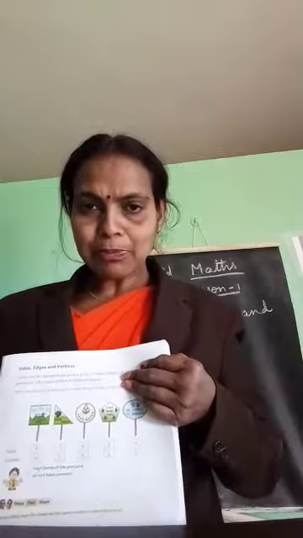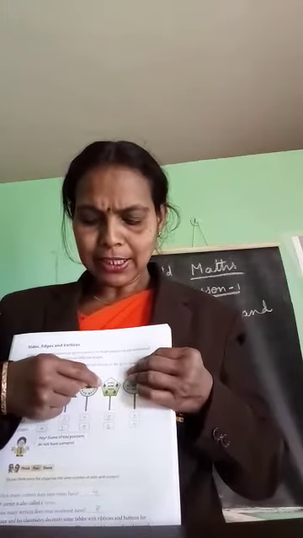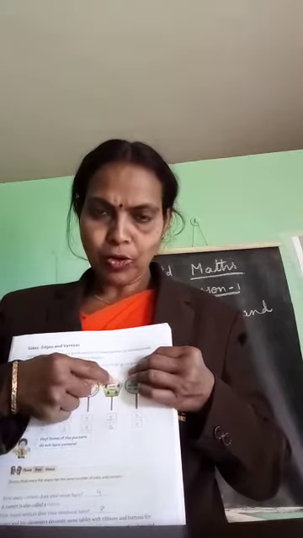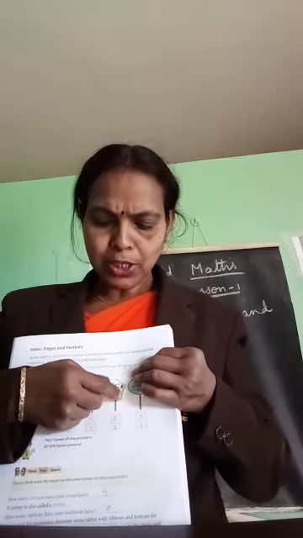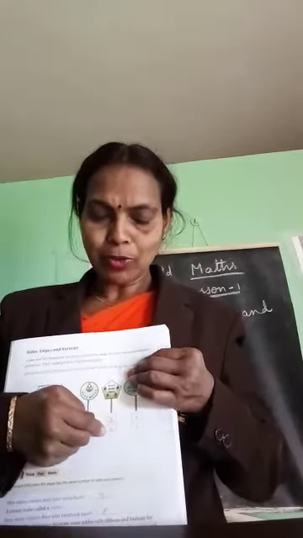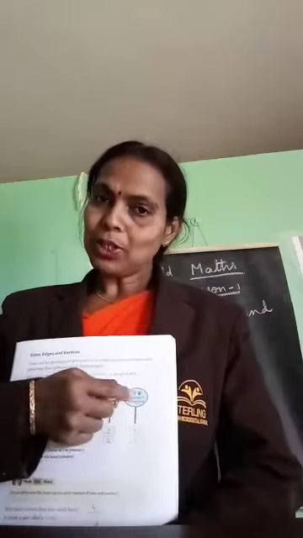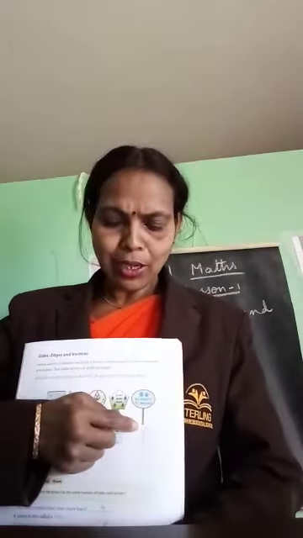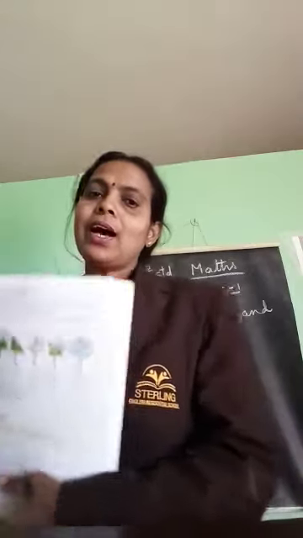Now see this picture. This poster, how many sides are there? 1, 2, 3, 4, 5. 5 sides, right? How many corners are there? 1, 2, 3, 4, 5. 5 corners are there. So write down 5. Now here how many sides are there? 0 sides. How many corners? There is no corner. So write 0, 0 in both places. Got it?